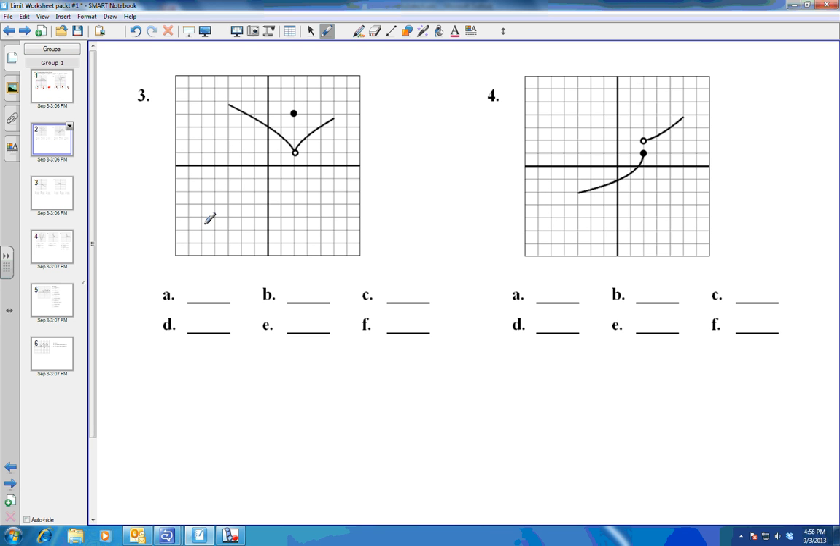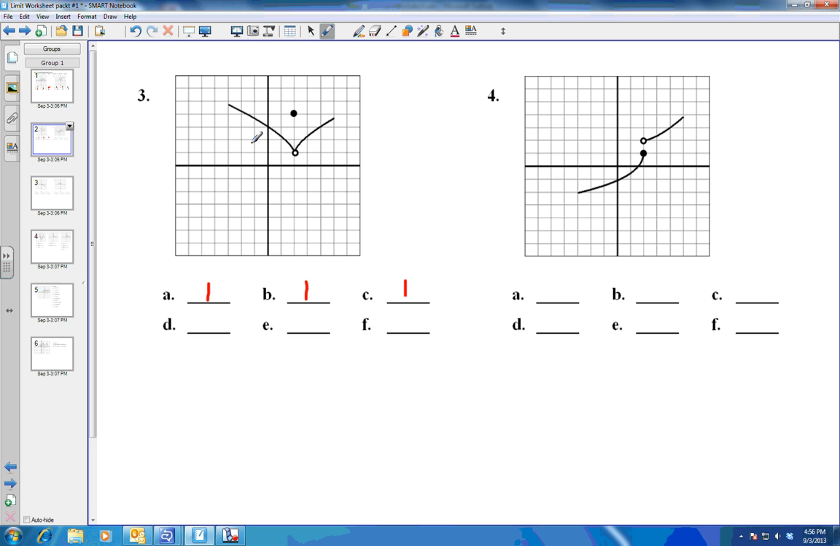Number 3. First one, as x approaches 2. So I'm going to follow the limit as x approaches 2 from the left. That's going to be 1. Even though I have this open circle here, it doesn't matter. The limit as x approaches 2 from the right, same thing. I'm going to stay with my graph. It's 1. So the total limit as x approaches 2 is 1.